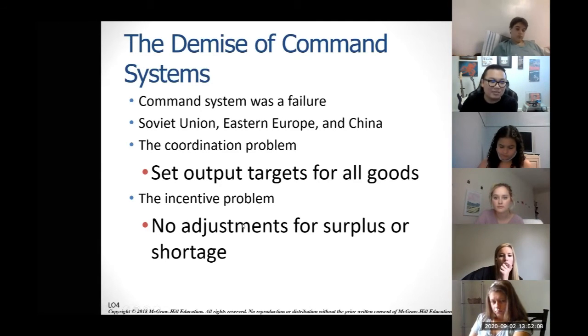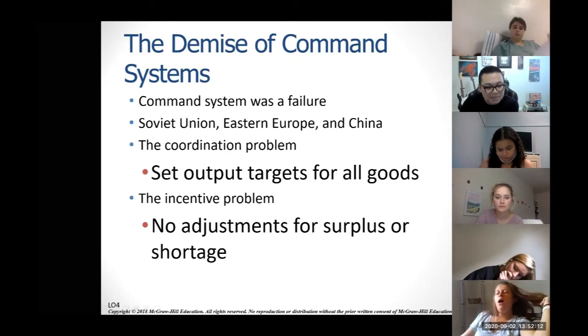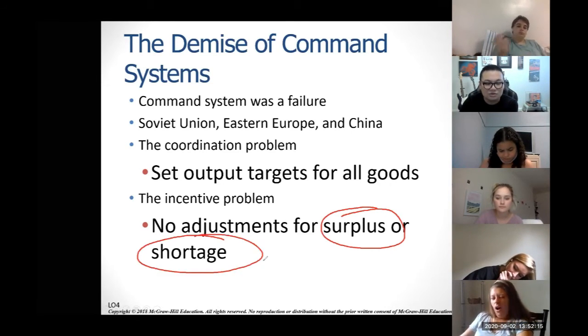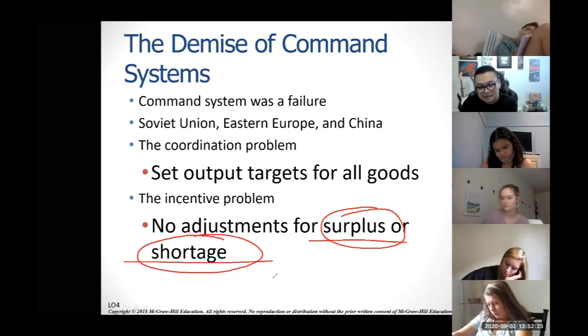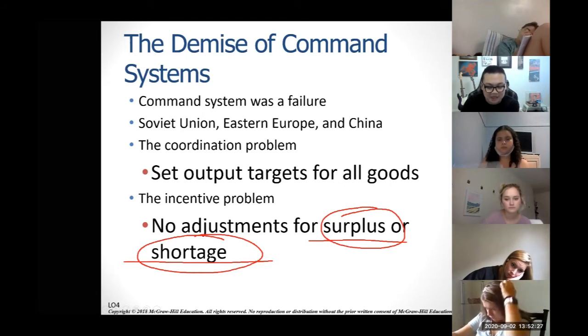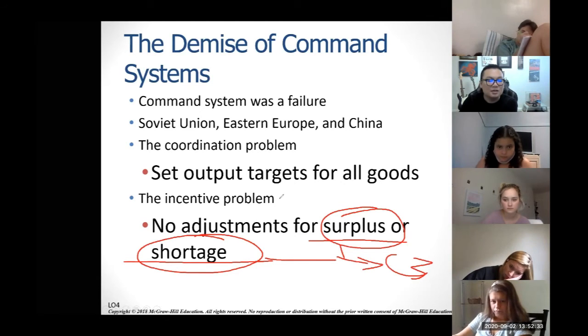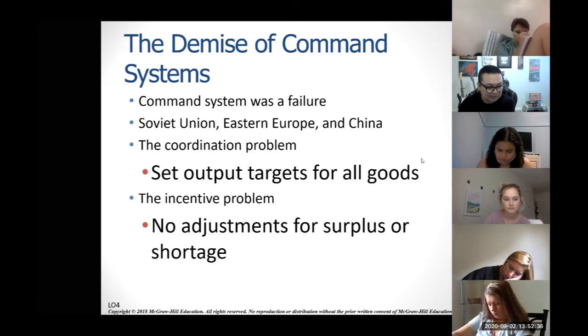And the incentive problem is that there's no adjustment for surplus and shortage. We're going to spend a major amount of time talking about surplus and shortage. This is actually very important. Surplus means the supply is larger than demand. And shortage means the demand is larger than supply. We're going to spend a lot of time talking about these things in chapter 3 again, but you don't need to worry about anything from here. I'm not going to test you on that, okay?